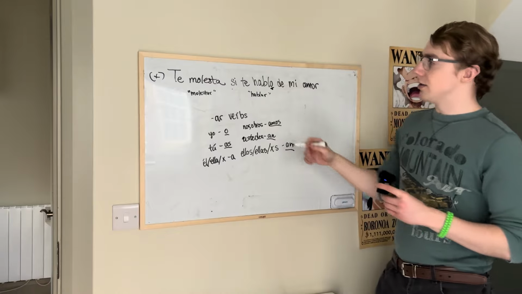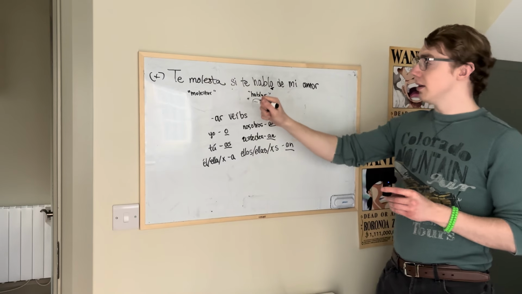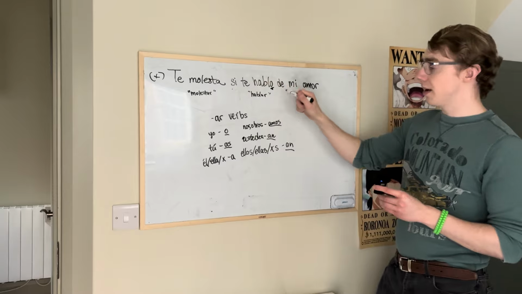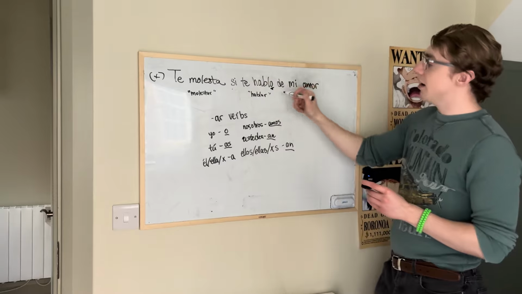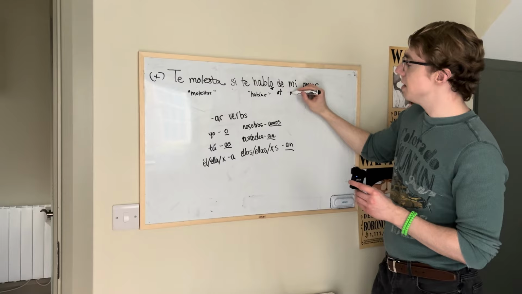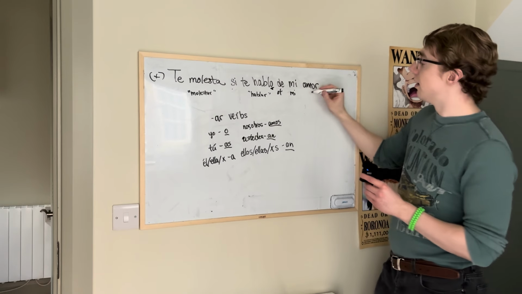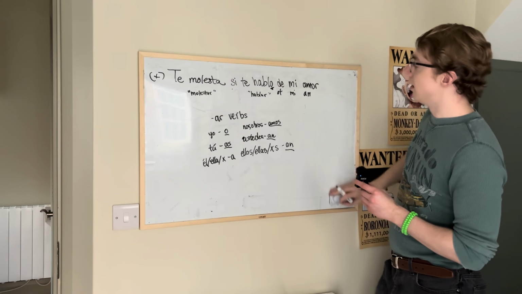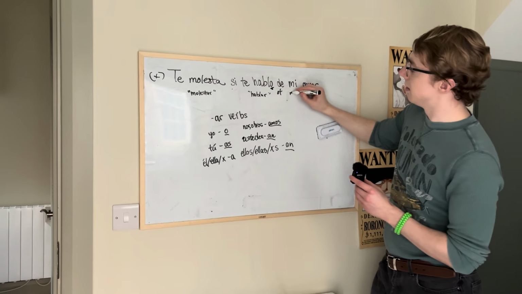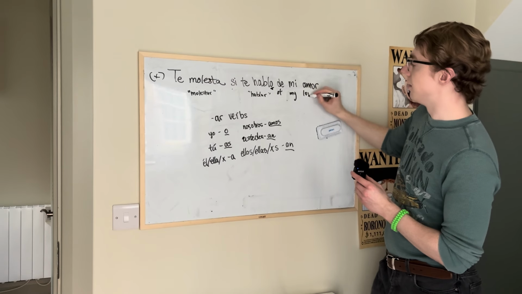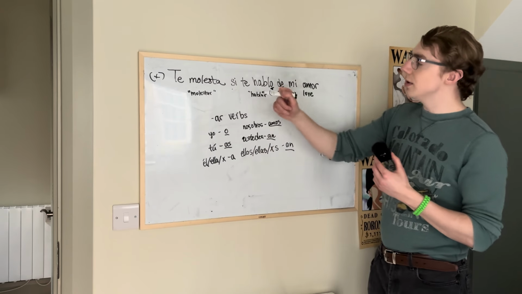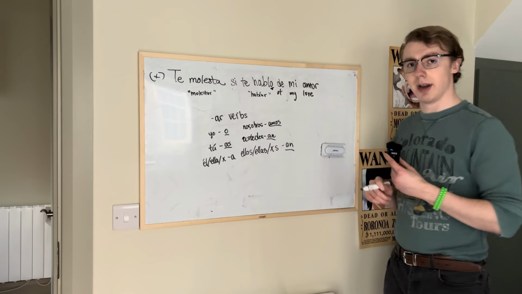Because, again, this verb ending tells you everything you need to know about who's doing this sentence and to whom, right? So, "te molesta," it annoys you. "Si," if, "te hablo," I speak to you. "De," of, "mi," my, "amor," love. My love. It annoys you if I speak to you of my love.